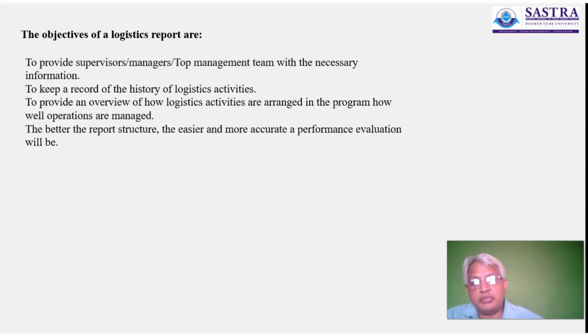Before we look into it, we'll see the objectives of logistics reports. It is to provide, at different levels, as I said, supervisors, managers, and the top management team, which includes CEOs, Chief Executive Officers, Chief Marketing Officers, Chief Production Officers, Chief Operation Officers, Chief Financial Officers. They constitute the top management team, with the necessary information at the right time for both preventive and corrective action.